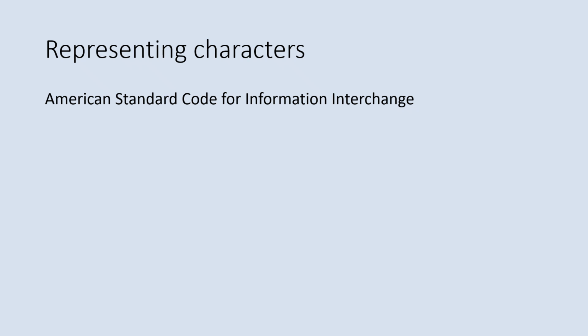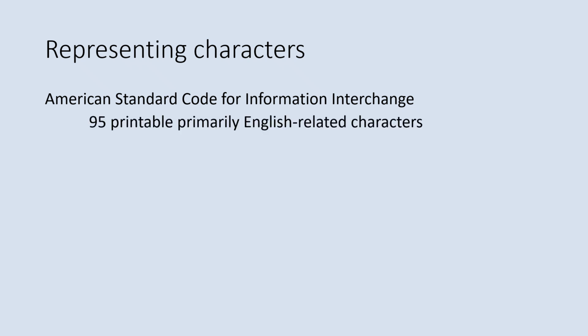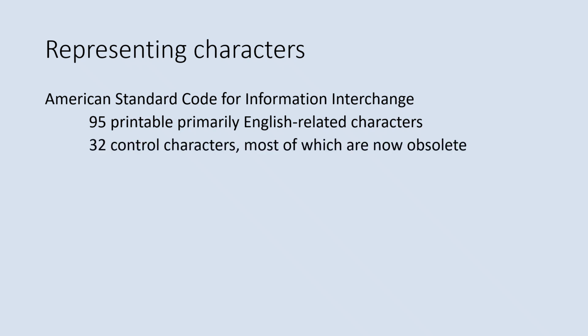So an early version is the American Standard Code for Information Interchange. It's also known as ASCII from the first letters of each word. There are, in this standard, 95 printable, primarily English-related characters, and it's basically the characters on a standard keyboard. Then there are also 32 control characters. The control characters originally had to do with teletype machines, teleprinters.